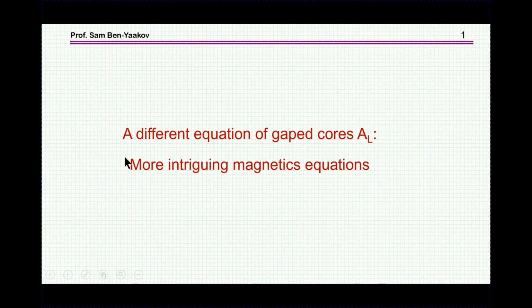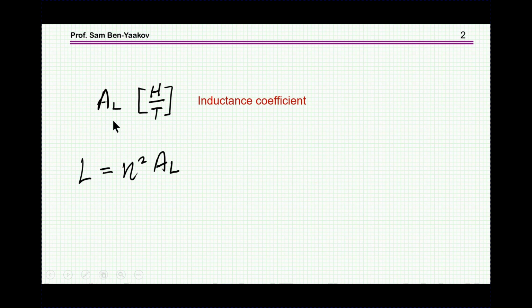Hi, I'm Ben-Yaakov. This presentation is entitled A Different Equation of Gapped Cores A sub L, or subtitled More Intriguing Magnetics Equation. So what is A sub L? A sub L is the inductance you'll get if you have one turn on a core, and it is usually for one turn, the value in inductance, Henry per turn. Sometimes it's for 1,000 turns. You have to look up to see what's the definition in a particular data sheet.